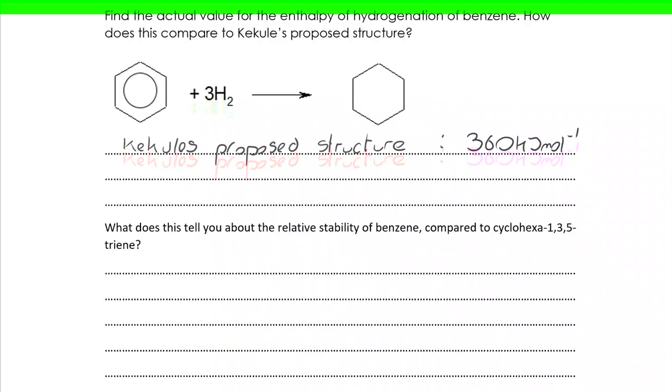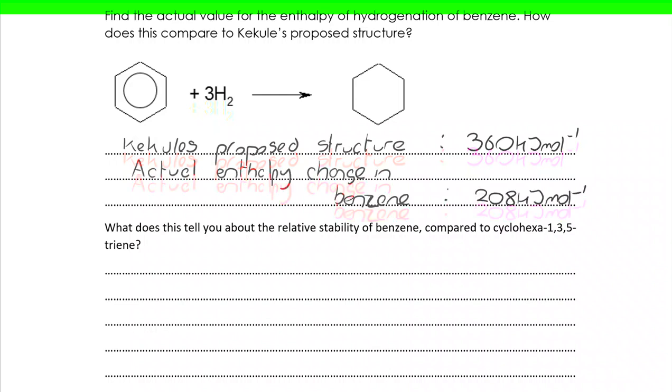Now, what we then need to do is compare that to the actual enthalpy of hydrogenation of benzene. So I've put the 360 up there again, and I will tell you that benzene has an enthalpy of hydrogenation of not 360 kilojoules per mole, but just 208 kilojoules per mole. And what that actually tells us is that benzene is much more stable than cyclohexa-1,3,5-triene, which is what Kekule had initially proposed.